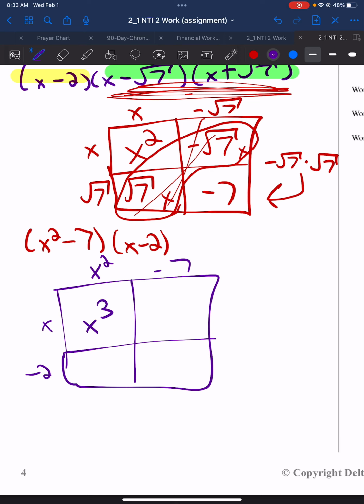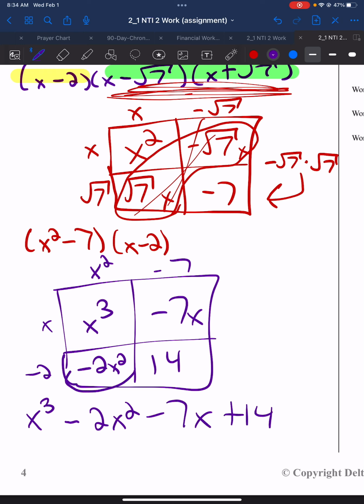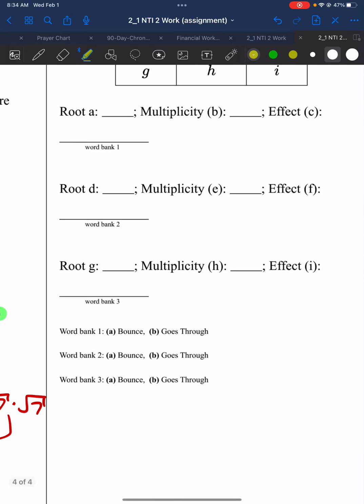x cubed, -7x, -2x squared, and 14. So when I write this out in standard form, going biggest exponent to smallest, I've got x cubed minus 2x squared minus 7x plus 14. And you might say to me, Mr. Hampton, why didn't you combine across the diagonal here? Well, look at the exponents. That's x squared, and this is just a regular x, so they're not like terms.